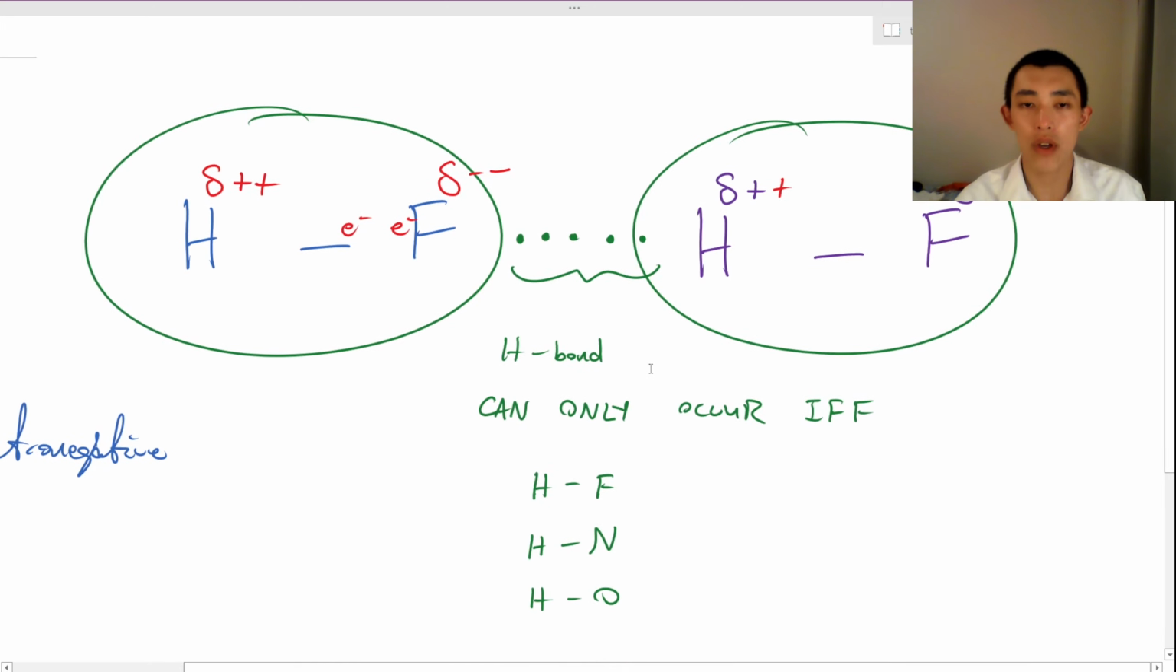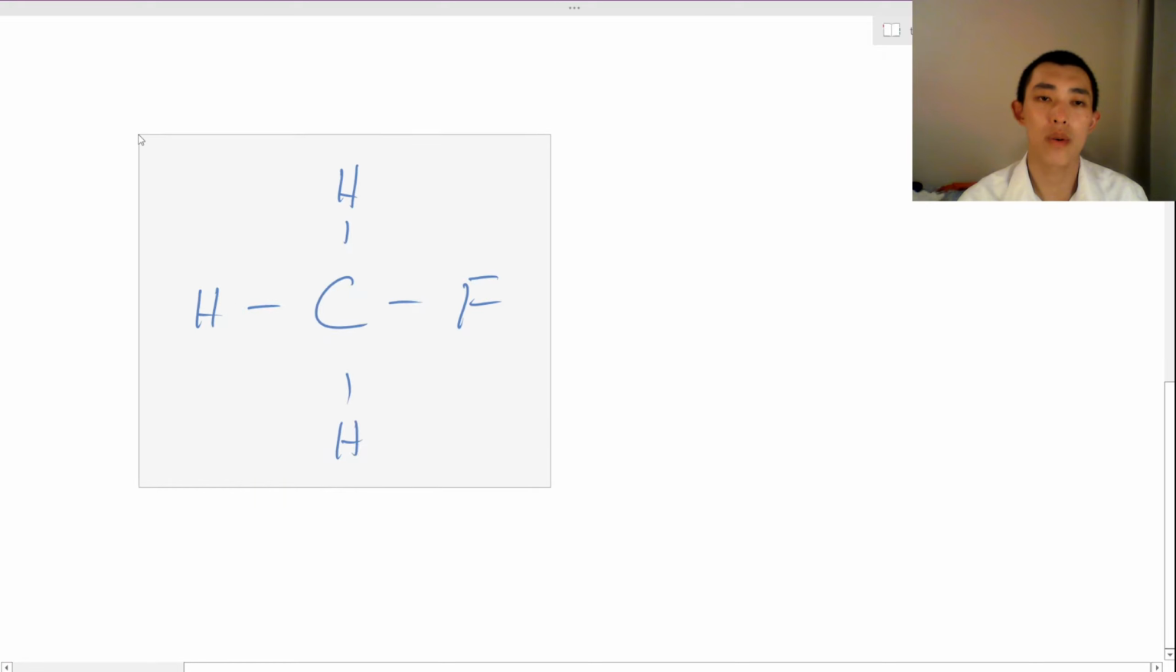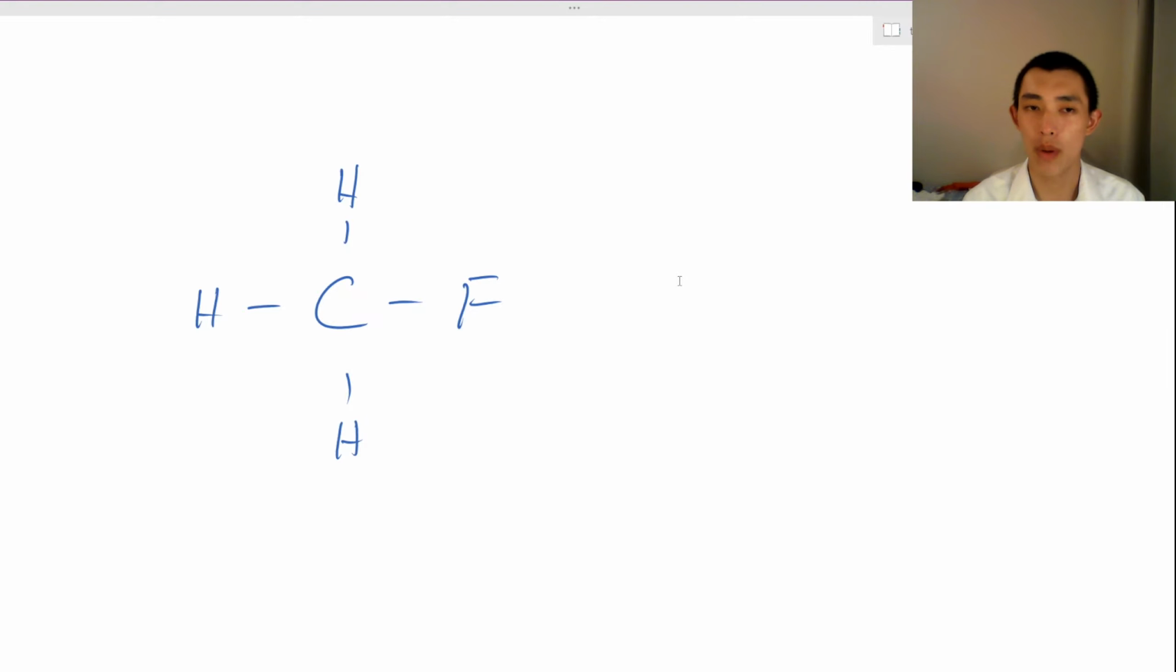Okay, let's have a go at some questions to make sure that we're feeling comfortable with hydrogen bonding. Can this molecule undergo hydrogen bonding? No, it can't undergo hydrogen bonding.